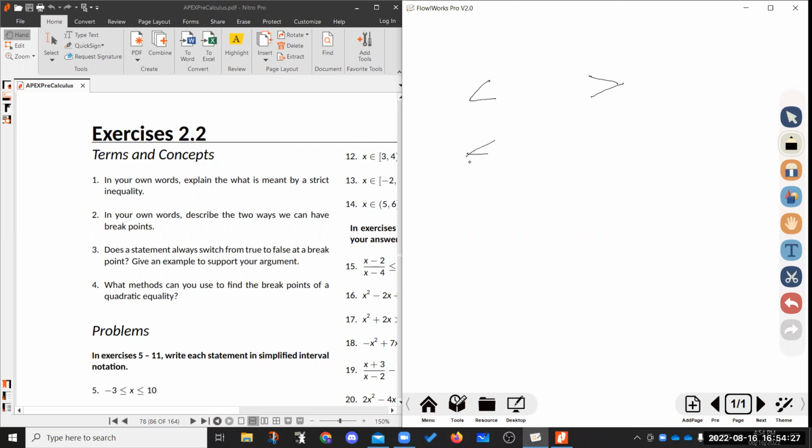It's not going to be less than or equal to with the line underneath. It's not going to be greater than or equal to with the line underneath. It's just going to be strictly less than, strictly greater than. It's not going to be less than or equal to, or greater than or equal to.